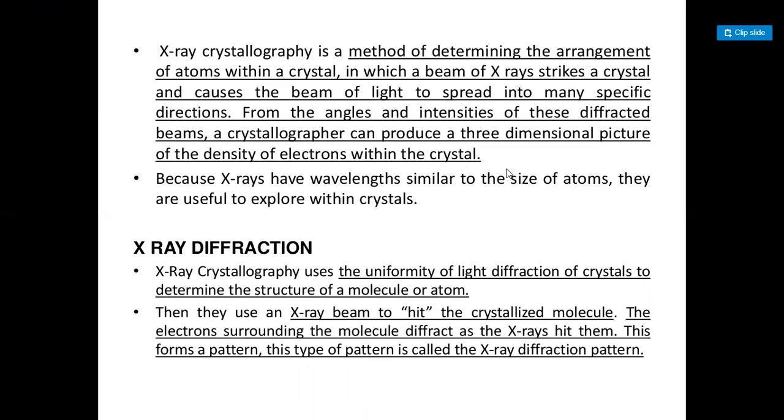X-ray diffraction. X-ray crystallography uses the uniformity of light diffraction of crystals to determine the structure of a molecule or atom. They use an X-ray beam to hit the crystallized molecule. The electrons surrounding the molecule diffract the X-ray as it hits them. This forms a pattern. This type of pattern is called an X-ray diffraction pattern.